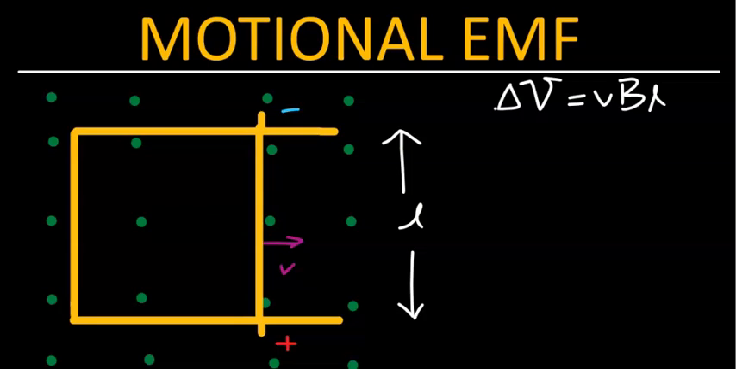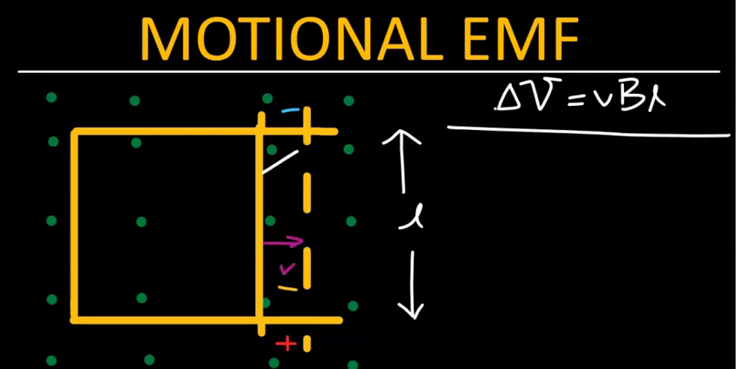Let's make the moving conductor part of a closed conducting path, like in this figure. As the rod moves to the right, it will trace out a certain amount of area, and this area is shaded right there. Let's call it A.